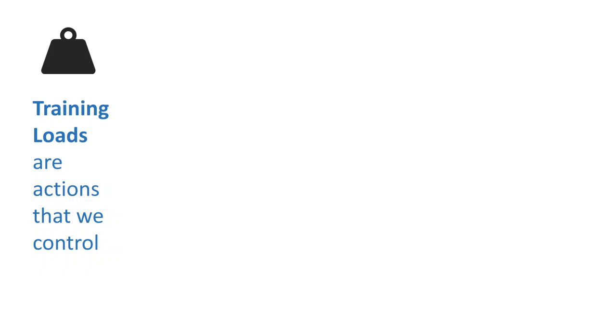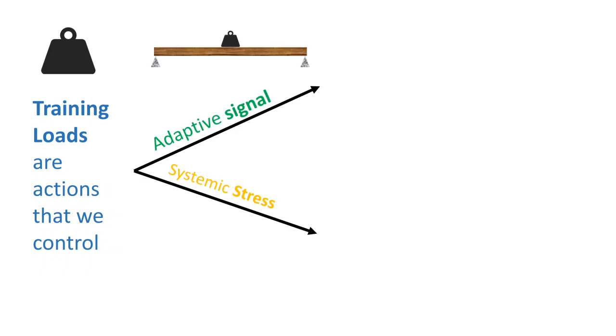Training loads are actions that we control. They're neutral. But in a biological system, the training load induces an adaptive signal. It induces signals, for example, for mitochondrial proliferation in the muscle, for blood volume increases, for cardiac adaptations, hypertrophy, a bigger heart chamber, and so forth. But it also comes at a price because those training sessions induce systemic stress.